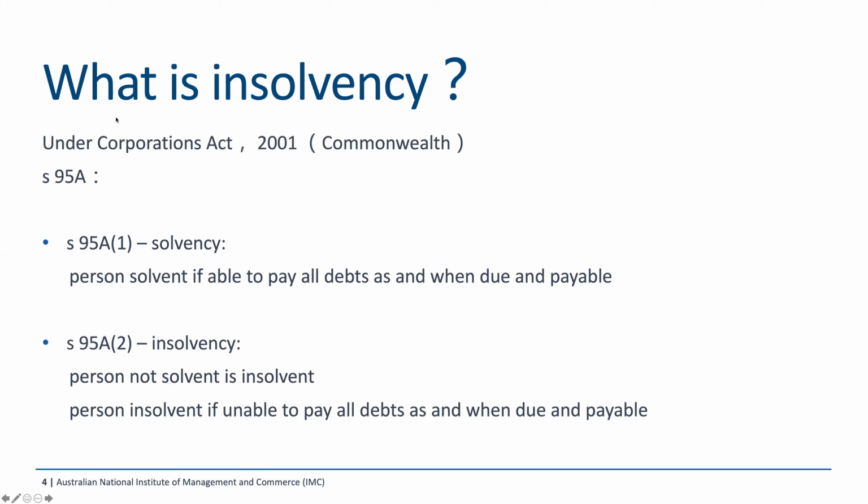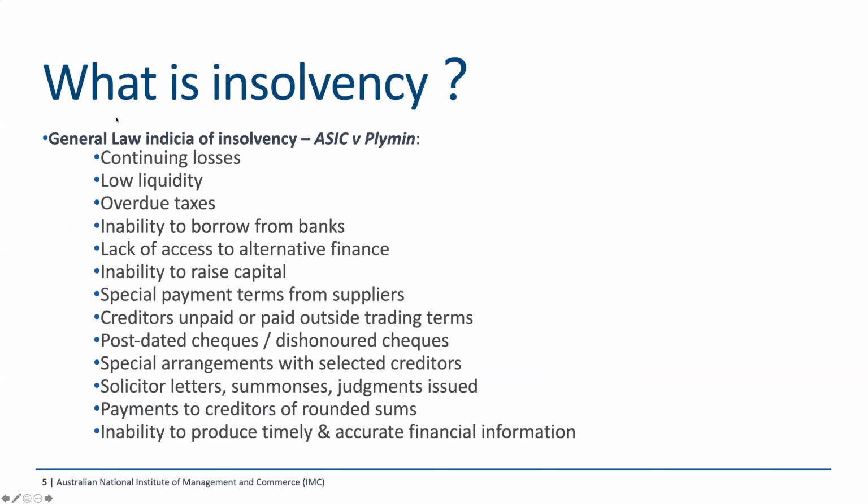Under Australia's Corporations Act, Section 95A defines insolvency as a person who is unable to pay all their debts as and when they become due and payable. In the case of ASIC versus Fleming, general law indicia of insolvency include continuing losses, low liquidity, inability to finance, and so on.